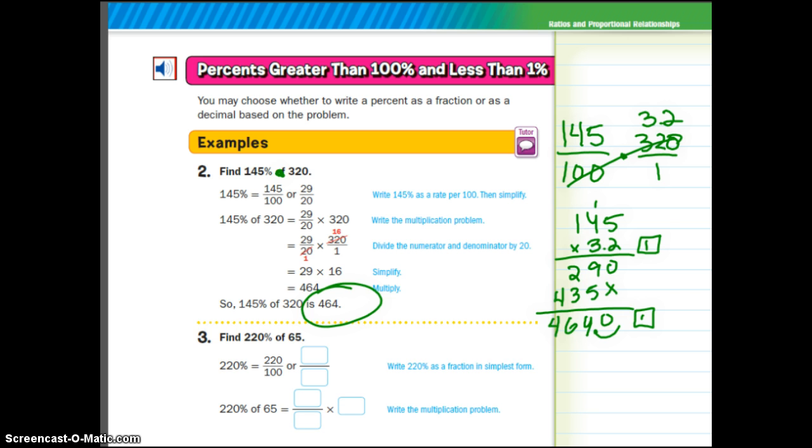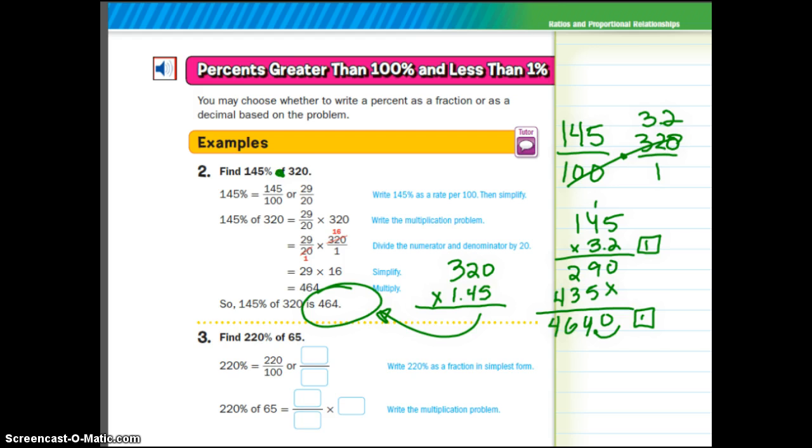464. Excellent. Now they simplified their fraction, which is fine, but I didn't want to think of a common denominator. I thought it was easier just to multiply 145 times 3.2. Again, your choice. You also have the choice of going 320 times 1.45 because that's 145% as a decimal. You'll still get 464.